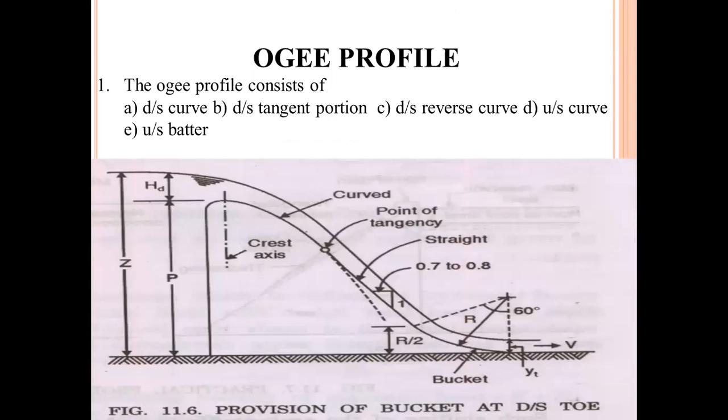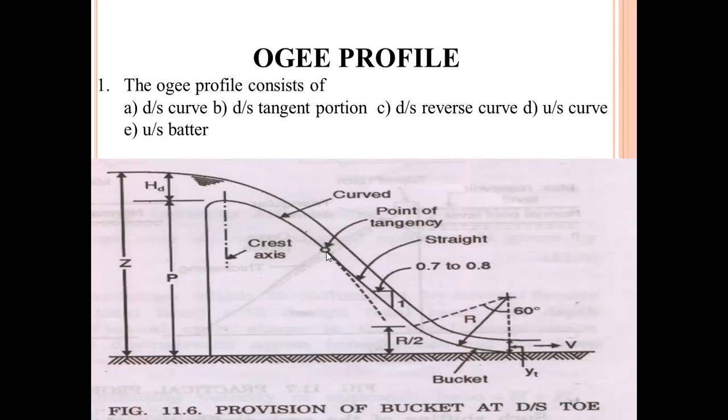What is the Ogee profile? The Ogee profile consists of a downstream curve, downstream tangent portion, downstream reverse curve, upstream curve, and upstream batter. First you can look at this figure. This is the ogee shaped spillway. This one is the crest axis. It is the curved path.